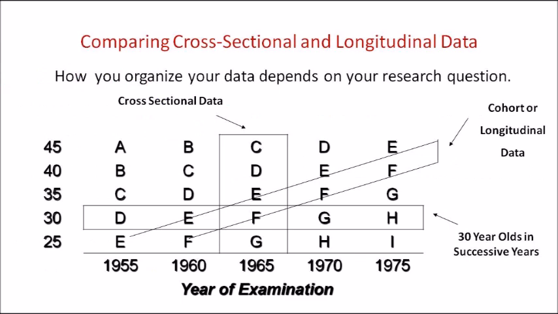This is an example comparing cross-sectional and longitudinal data. The X-axis is the year of examination, the Y-axis is the age groups. So first see 1965. You can see in the cross-sectional data, one arrow mark, right? In 1965, the people belonging to 25 years, 30 years, 35 years, 40 years, 45 years, they are examined at a particular time point, that is in the year 1965. All these people are examined in the year 1965.